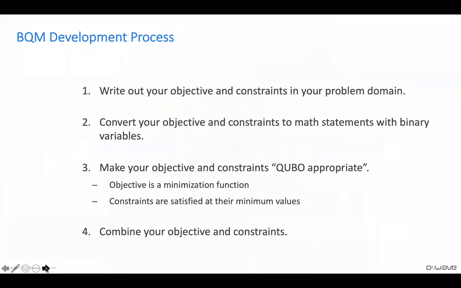The process of developing Ising or QUBO or BQM is as follows. You write out your objective and your constraints in your problem domain, whatever it is. You convert your objective and constraints to math statements with binary variables. You make them QUBO appropriate. We'll talk about that coming up, where there's an objective, something to minimize, and constraints that you want to satisfy at minimum values, and combine, and then get it ready for the computer by writing a program.